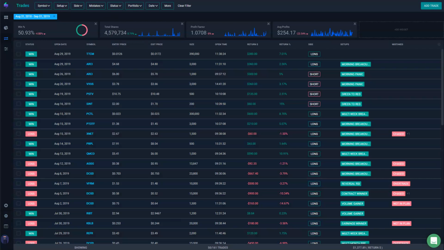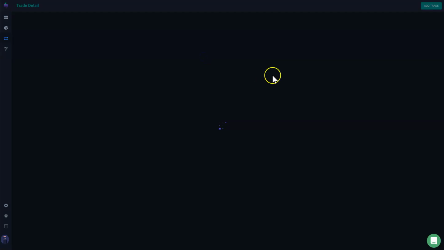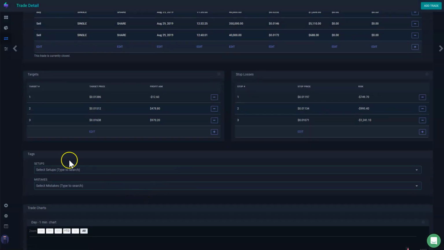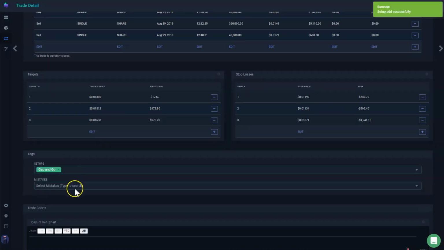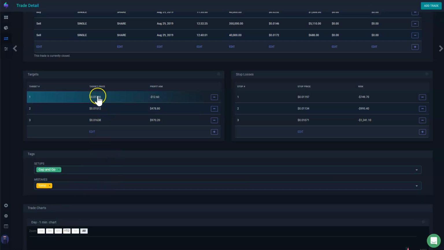Once you have added your trades, you should start tagging your trades with the strategy that you use for each one of them. Okay, so I'm going to go ahead, click on my trades, and then I want to start tagging them. For example, for this trade, I used a gap and go strategy, and perhaps I made a mistake, FOMO, okay? We also recommend that you add your targets and your stop losses.